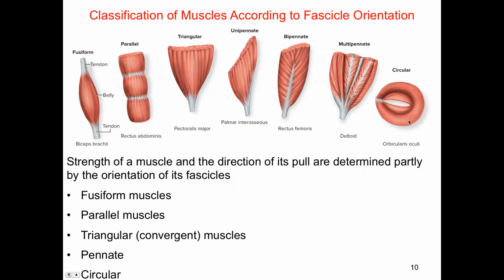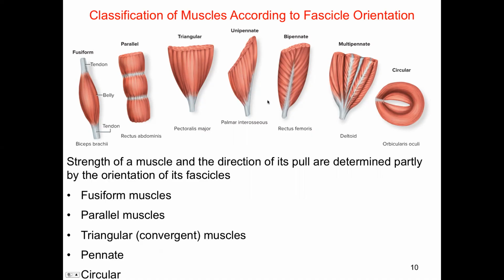So circular, you can see here, there's typically not an attachment to bone, which causes a problem about something else, which I'll get to shortly, but this would be around your mouth, around your eyes, for example. That would be circular muscle.